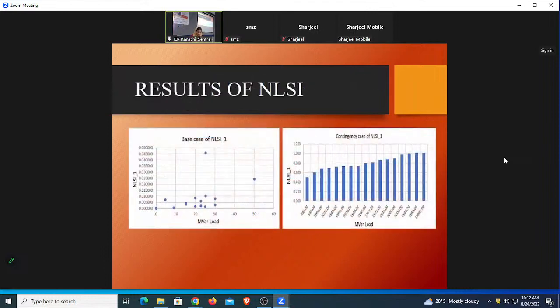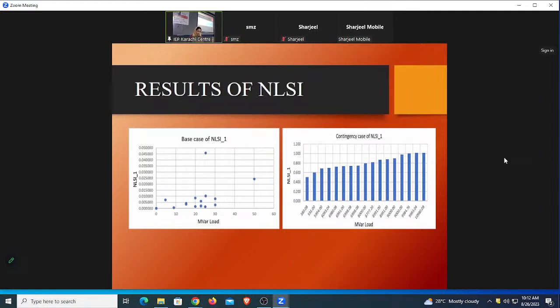Here are the results of NLSI. These are the predicted values of NLSI using the artificial neural network developed. As you can see, the figure on the left-hand side indicates the base case of the NLSI. In the base case, the values are close to 0, which indicates that the buses of the system are stable and no bus is subject to voltage collapse.